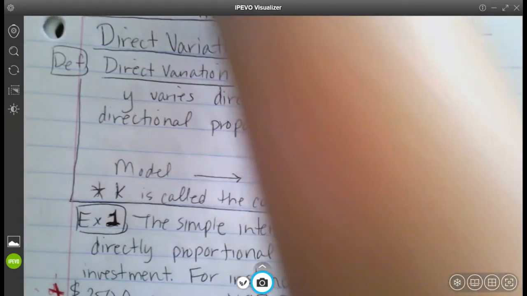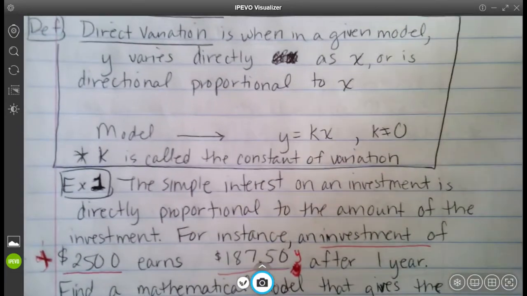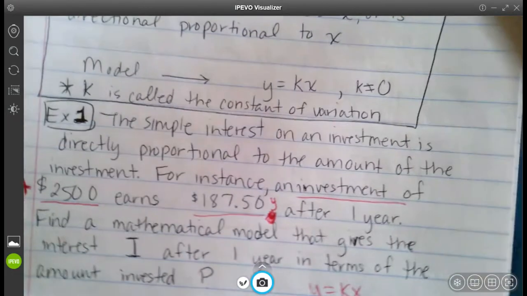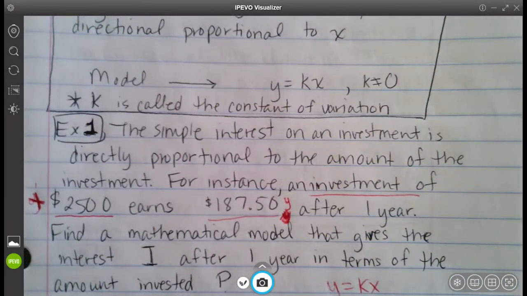We're going to start with a word problem here. I'm not sure why this is so crooked today. Let's see. Forgive me, I wrote on this before and did not realize I was not recording.